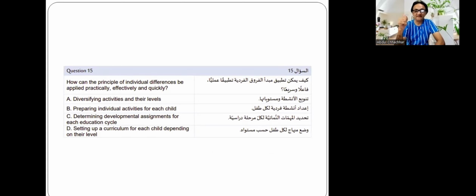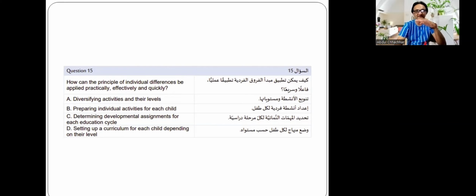Diversify activities and their levels, preparing individual activities for each child, determine development assignments for each education cycle, setting up a curriculum for each child. From my side, I don't think there's any distractor here. We don't prepare a curriculum for an individual child for each level. Remove it. D, remove. Determine development assignment for each educational cycle.